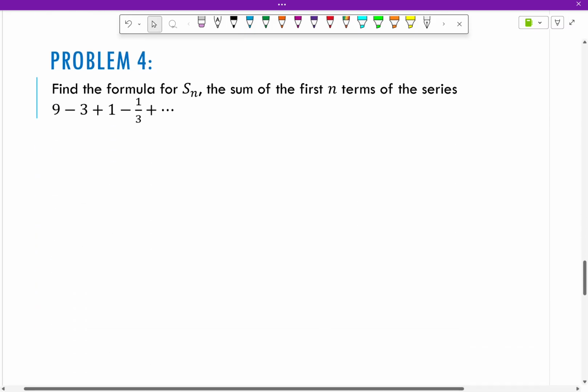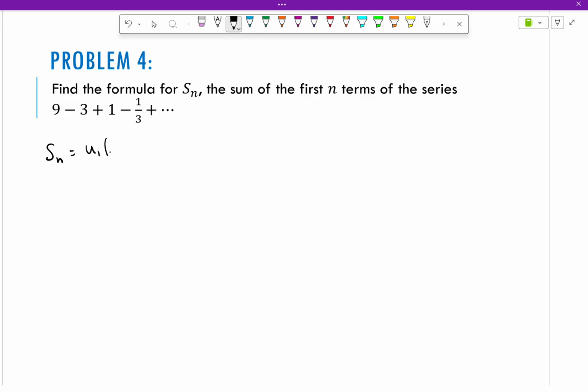Okay, number 4. It says find the formula for the sum of the first n terms of the series. So they give us a series here, 9, take away 3, plus 1, take away 1/3, plus ... And they want us to create the sum formula. So we'll have, once again, this one right here.